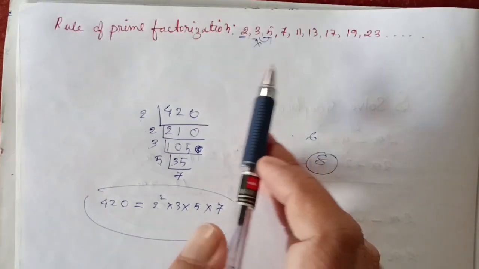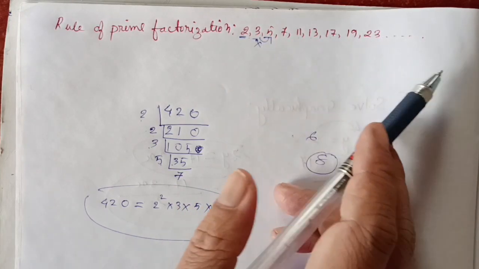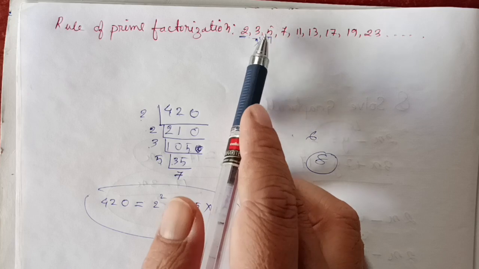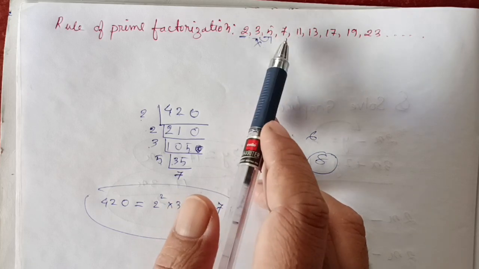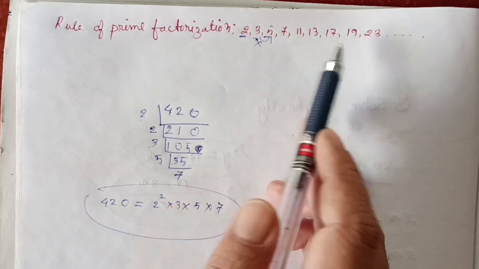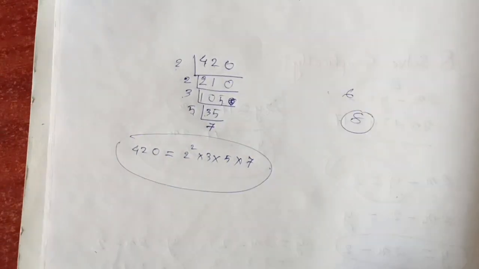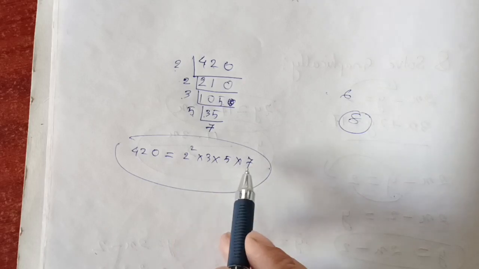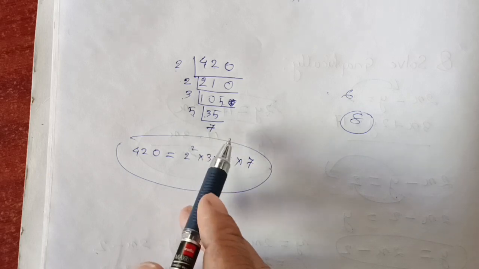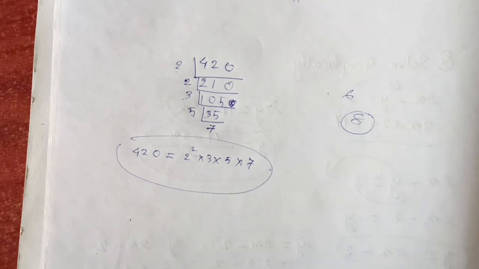Remember this rule: 2, 3, 5, 7, 11, 13, 17, 19, 23, and so on. If 2 is not working, change to 3. If 3 is not working, try 5, not 4. If 5 is not working, take 7, not 6. So learn these numbers before you do prime factorization. After you finish prime factorization, write down how many 2's, 3's, 5's and 7's there are. In this way we can take prime factorization.